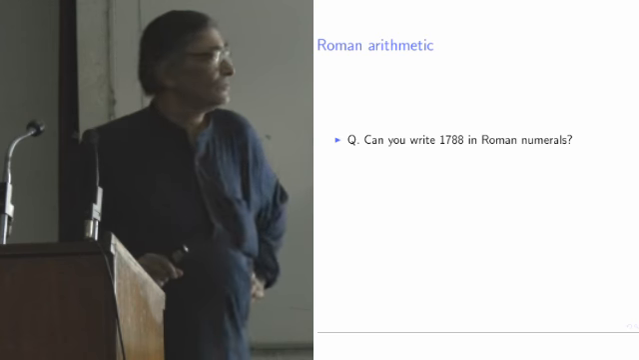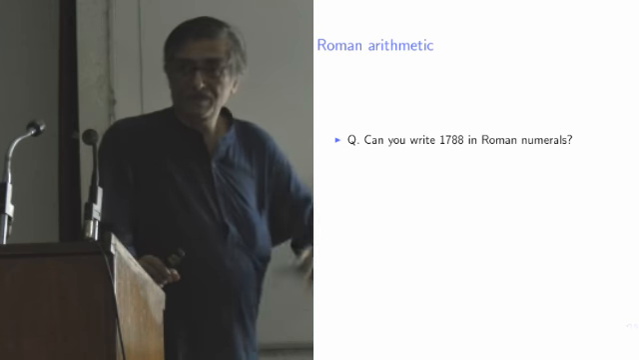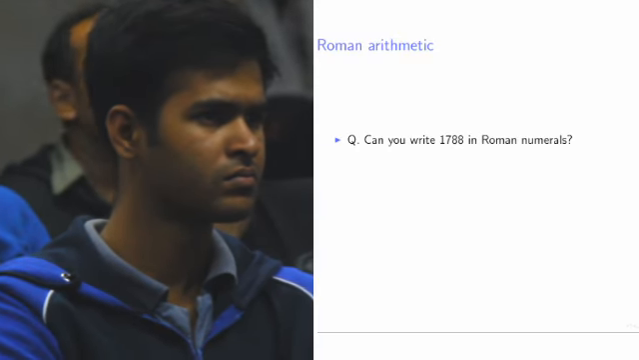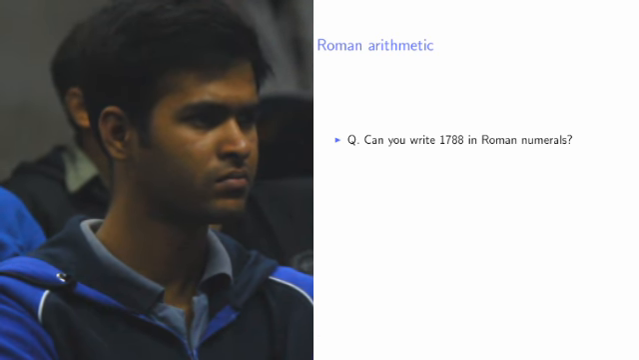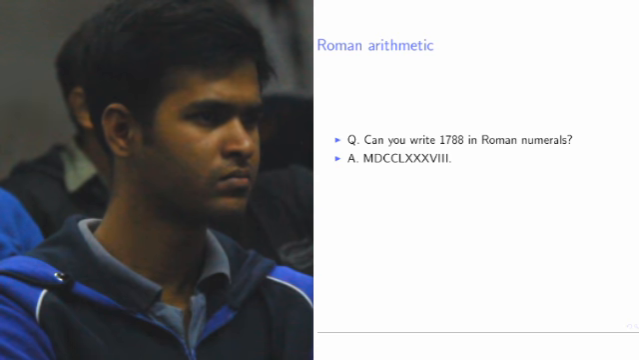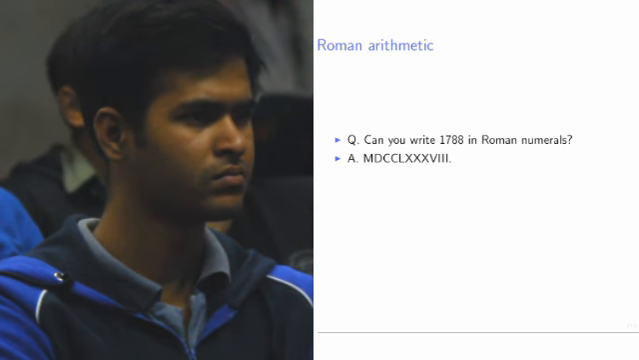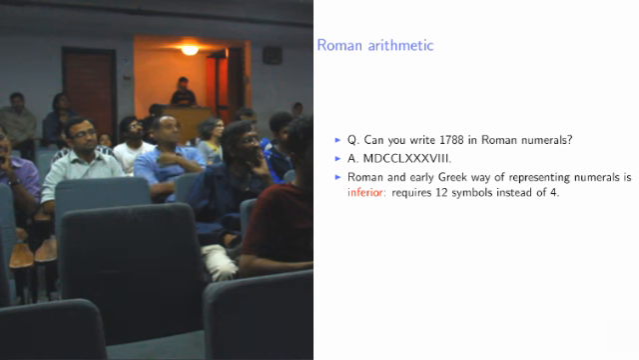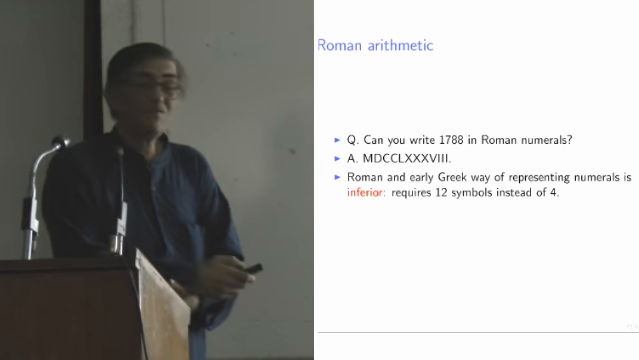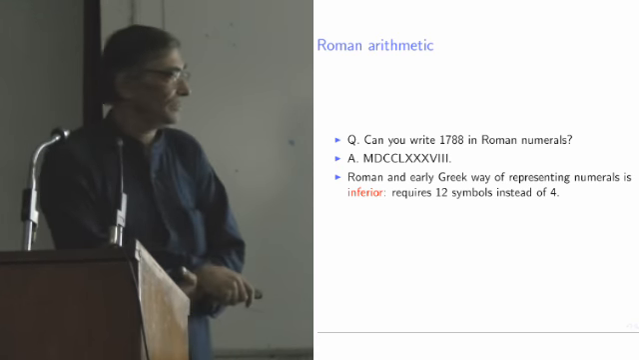Now I want to start with this issue, whether anybody can write 1788 in Roman numerals. I've luckily forgotten how to write it. Okay. Anybody else? So it's not a rhetorical question. The point is that it is very difficult. If you try to write it, it's extremely difficult. Right? This is the answer. And the point is it needs 12 symbols instead of 4. So, a very inefficient system just to write numbers. An inferior system, the Roman and Greek way of doing things.